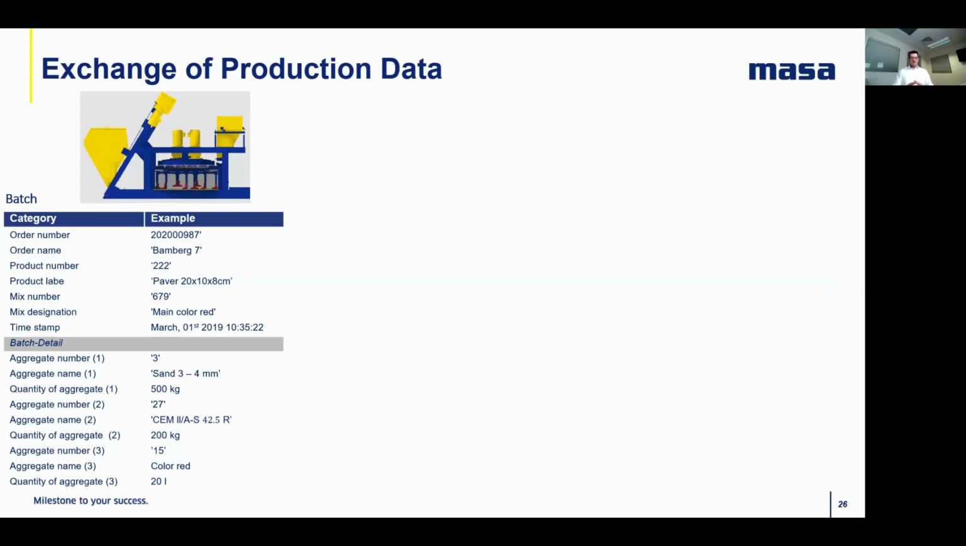So let's take a look at the exchange of production data. Here we have our mixing and batching plant. The data record contains all of your general information. On the top, we have our order number, our order name, product number, and again the timestamp that we referenced earlier. And then below, we have all the details to create the mix for the design, right? The different types of aggregates, your cementitious material, your color, and so on and so forth.